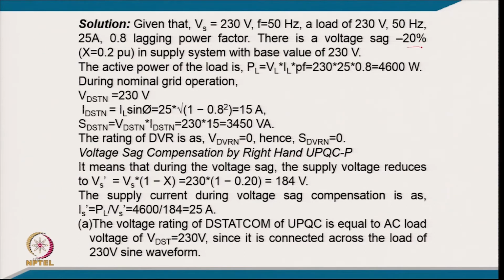So, there is a voltage sag of -20%, x equal to 0.2, in the supply system with the base value of 230 volt. The active power of the load is 230 times 25 into 0.8, that is 4600 watt. During normal condition the V D statcom is 230 volt and I D statcom corresponds to 15 ampere. So, the D statcom rating is voltage multiplied by current, so it becomes 3450 VA.